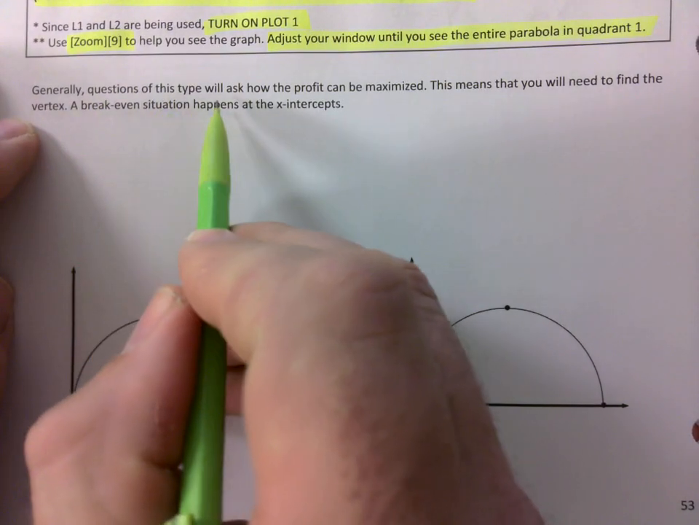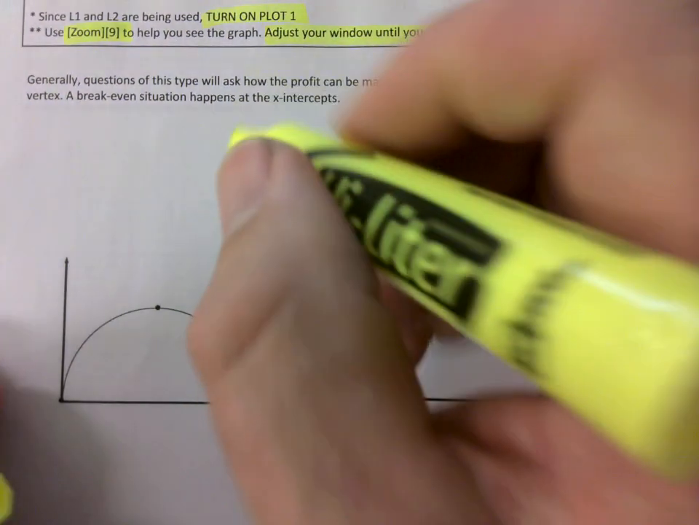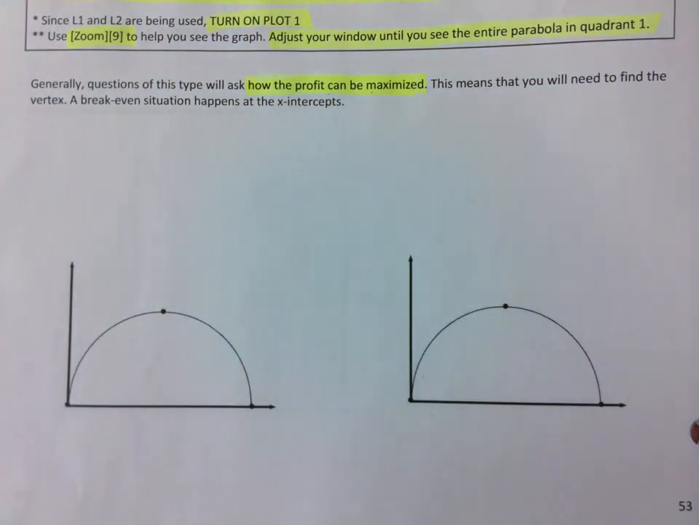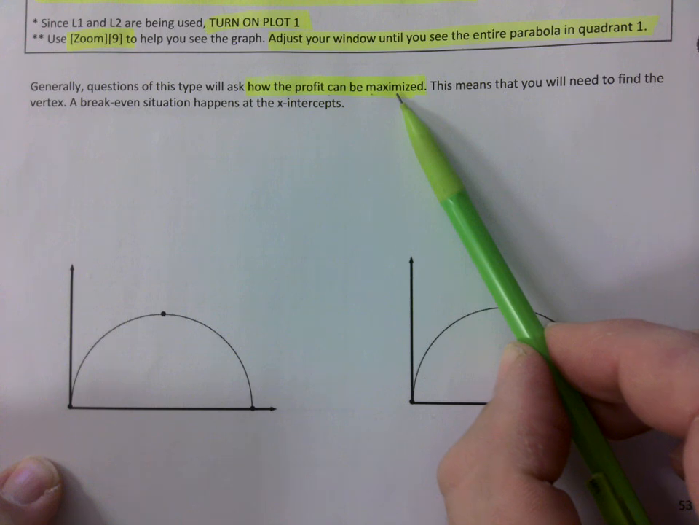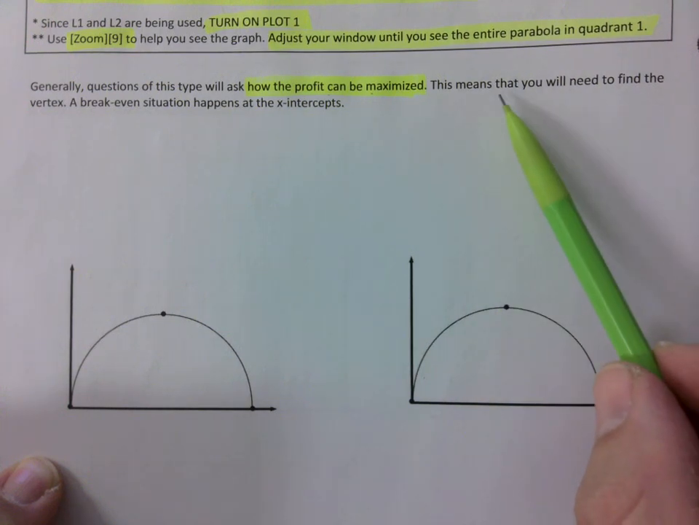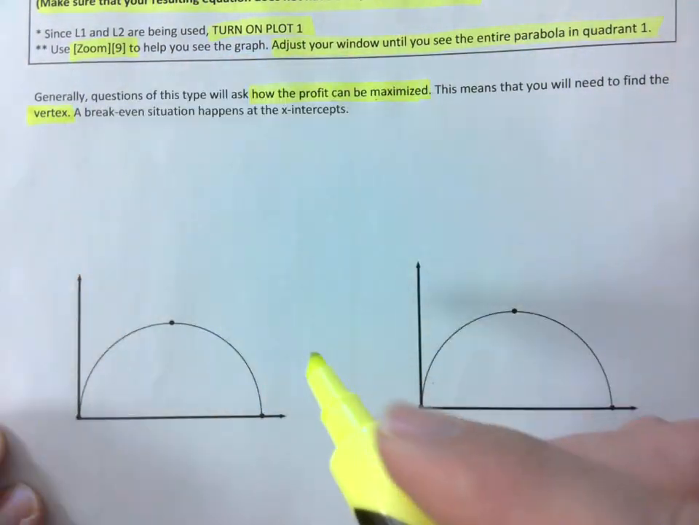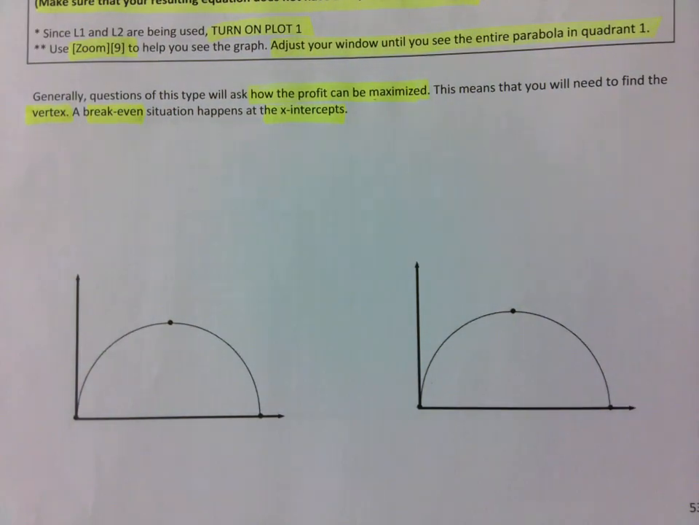Generally, questions of this type will ask how the profit can be maximized. That is going to be the key focus for us. How can you get the most money out of this situation? Page 53. This means that you will need to find the vertex. A break-even situation would happen at the x-intercepts.